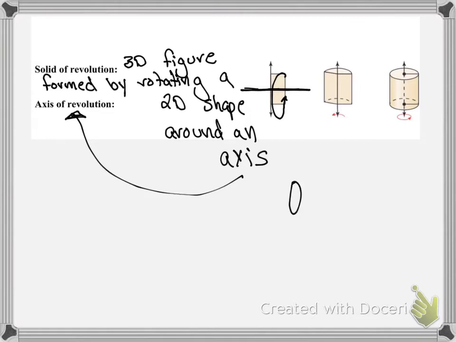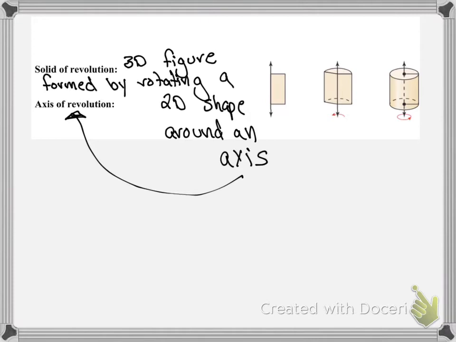It would create a cylinder that looks shorter and fatter. Let me do it by hand, that's faster. It would create a shorter and fatter cylinder if it was rotated around the other direction. So the solid of revolution does depend on what axis you're rotating it on. Now, if I was rotating it on a diagonal, it would create a very different figure. Okay, so there's our solids of revolution.